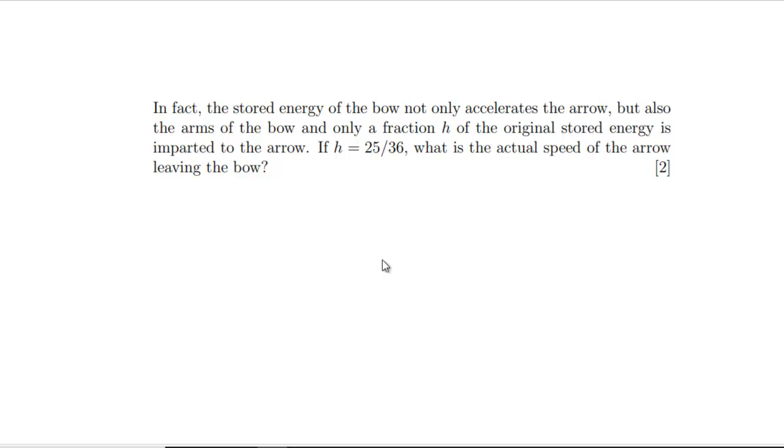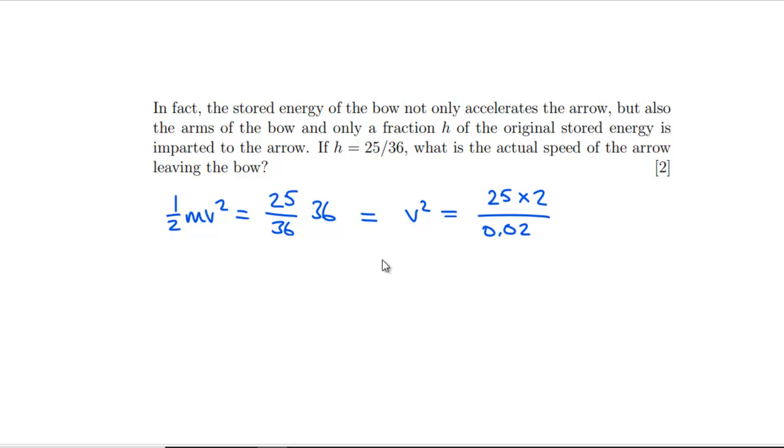Right, in fact, the stored energy of the bow not only accelerates the arrow, but also the arms of the bow. And only a fraction h of the original stored energy is imparted to the arrow. If h is 0.69, what's the actual speed of the arrow? So we had 36 joules. So a half mv squared is now going to be 0.69 times 36, so 25. So v squared is going to be 25 times 2 over 0.02, which is 2,500. So now v is 50 meters per second.